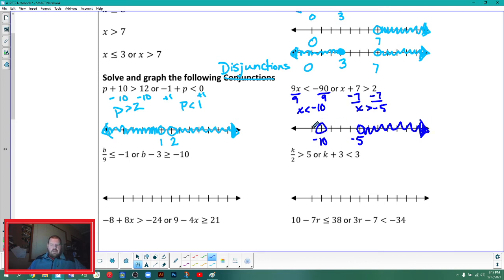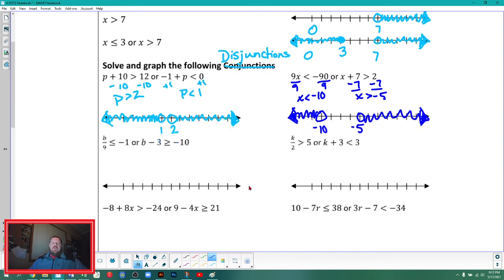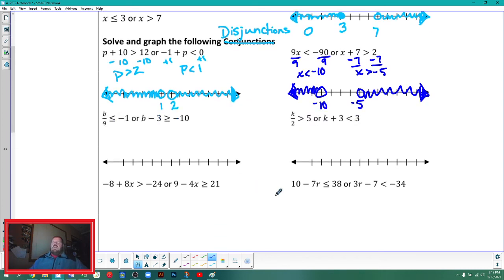Most of the time, and I do very loosely say most of the time, "and" statements will overlap and "or" statements will go away from each other. That doesn't mean that's going to happen all the time. I'm just saying most of the time that's going to be the case.